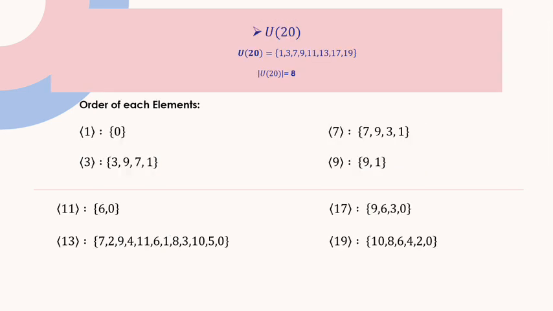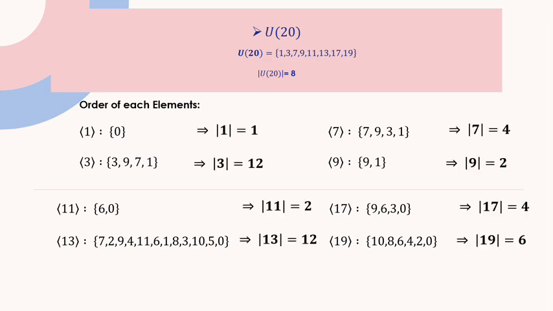For the fourth one, U of 20. The elements under U of 20 are 1, 3, 7, 9, 11, 13, 17, and 19. Therefore, the order of U of 20 is equal to 8. By the definition, the number of elements of a group is called its order. Now, we will proceed to the order of each element.